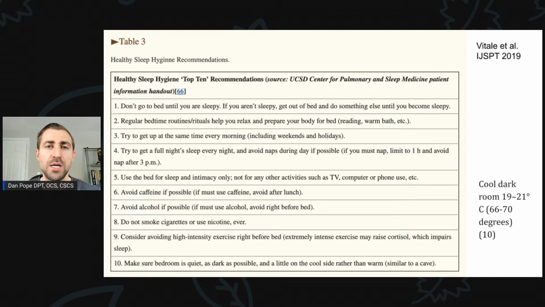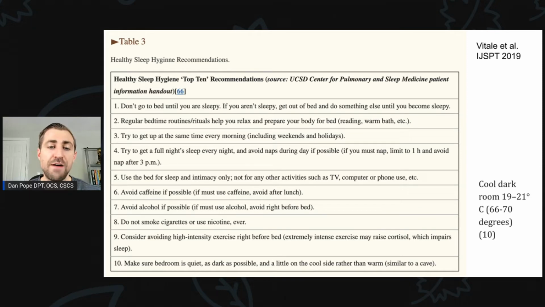All right. Number 5, use the bed for sleep and intimacy only, not for any other activities such as TV, computer, or phone use, etc. This one's very challenging, but generally speaking, you want to train your body to only use your bedroom for sleep and nothing else, right?